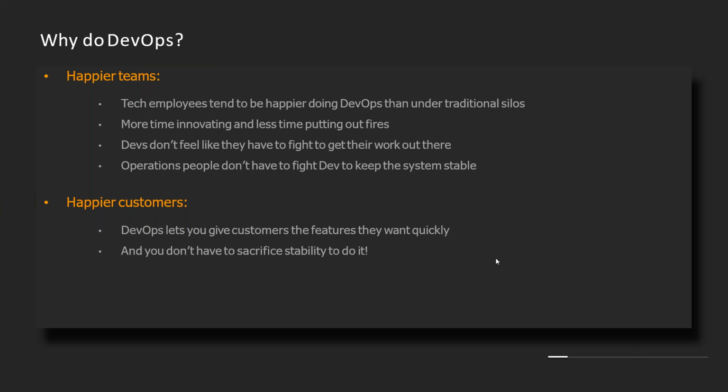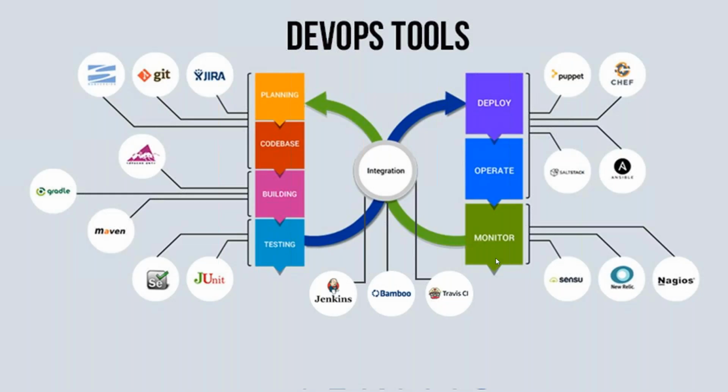There is a wide variety of tools. Depending on your code base, depending on your requirements, we use different tools. If you see on the picture now, whatever you see on the left hand side, which is planning, code base, code build, testing, all of this is called continuous integration. CI is what we call it. And everything that you see on the right is called continuous deployment. In between is something that has integrations.